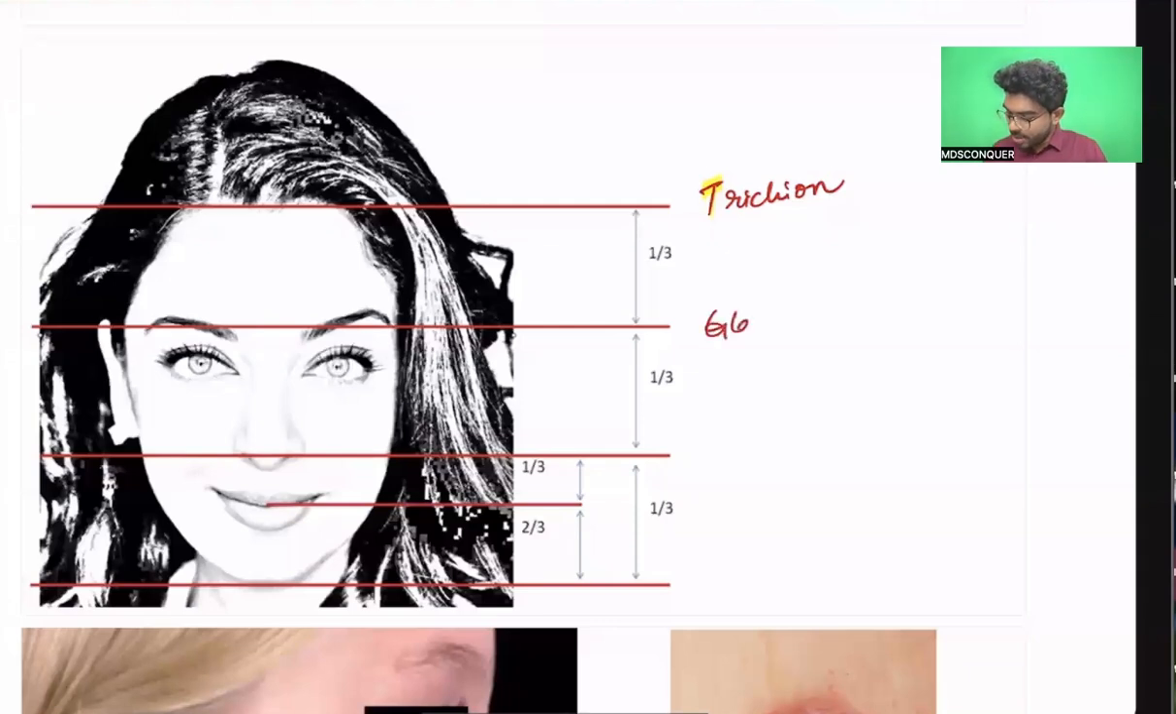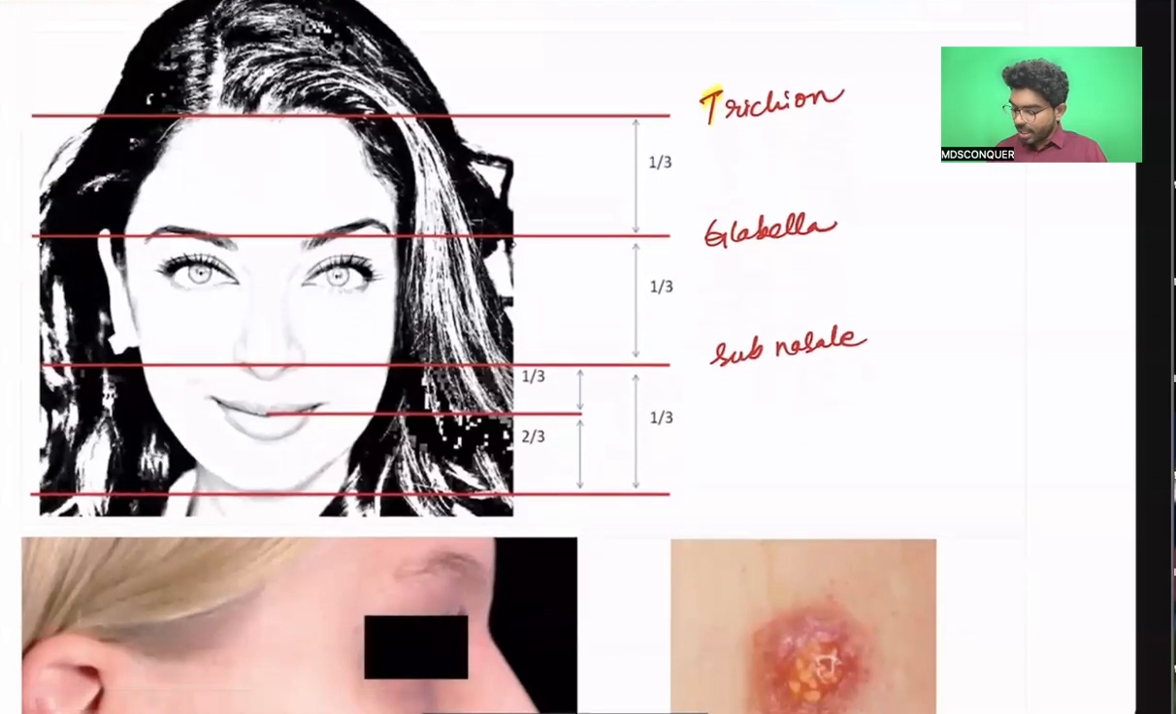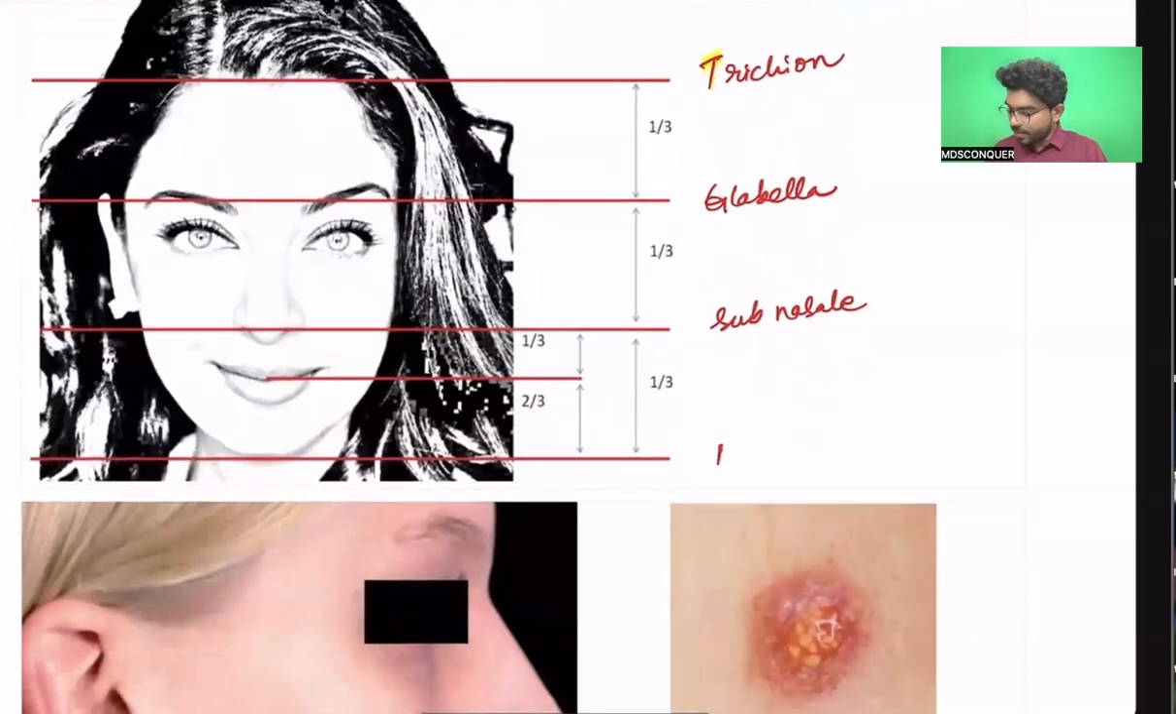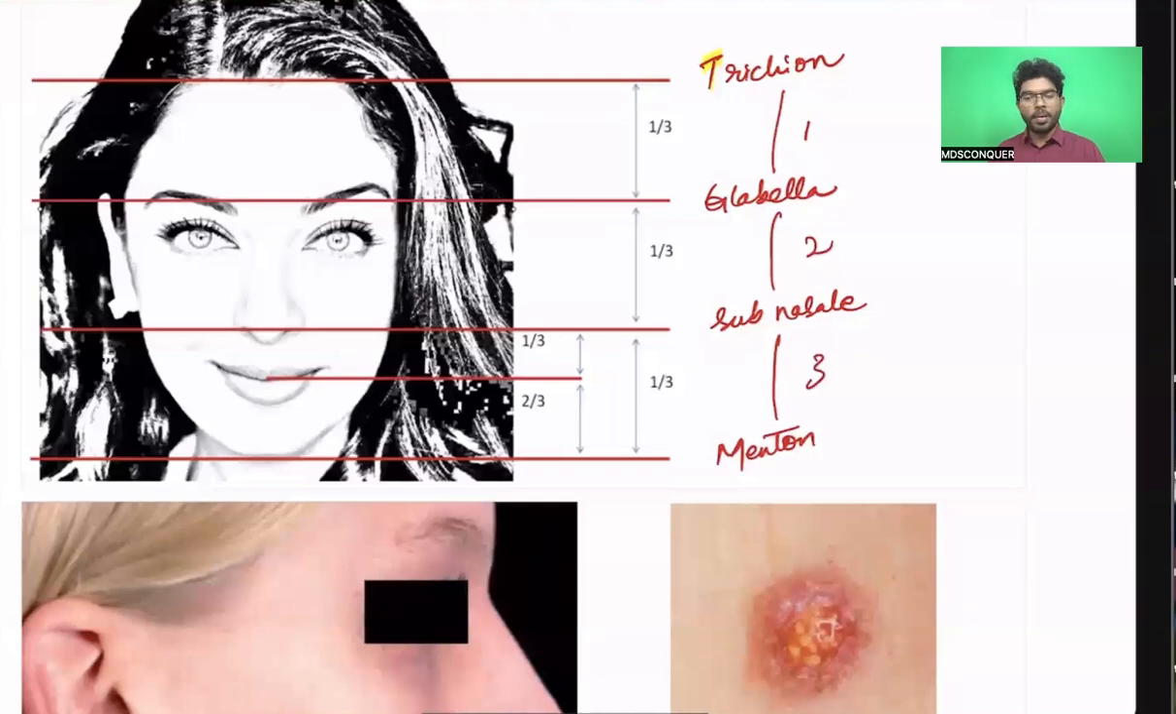The second one is glabella. And the nasal is subnasale. And the lower one is menton. Okay, right? So these are the landmarks which are important. So the first one is from this to this, the second one is glabella to subnasale, the third one is subnasale to menton.